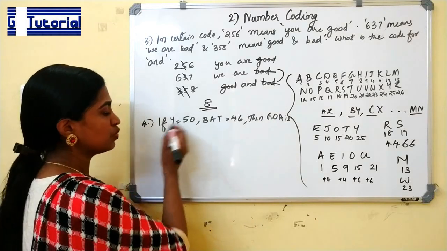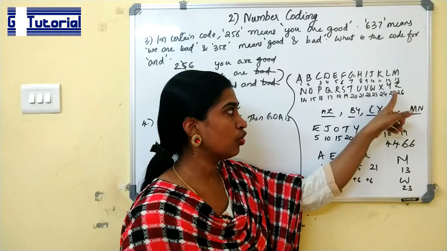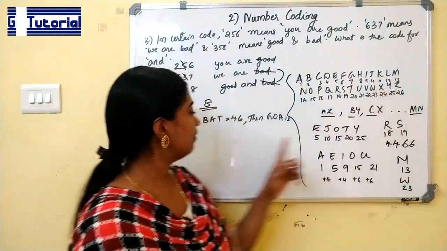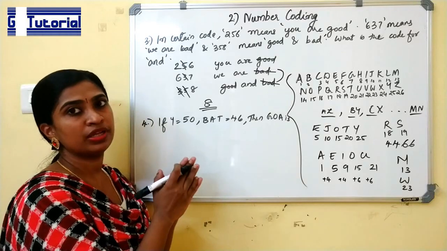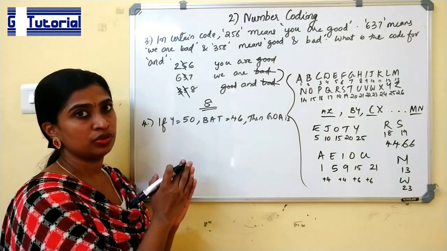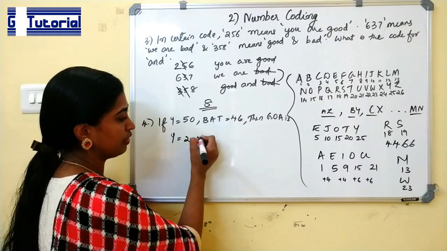So Y, what is Y? In the English alphabet, Y is the 25th letter. So the code of Y is 25. But we are given Y as 50. What is the relation between 25 and 50? It is twice of 25. So Y is equal to 2 times 25.